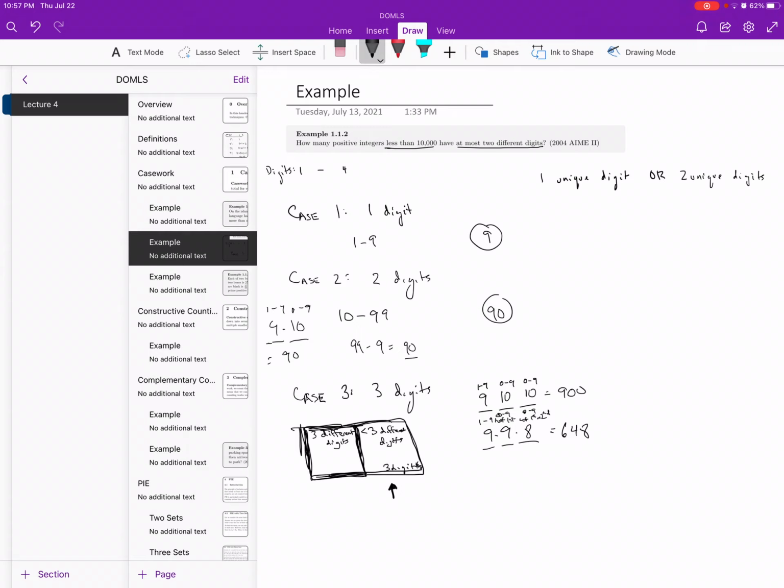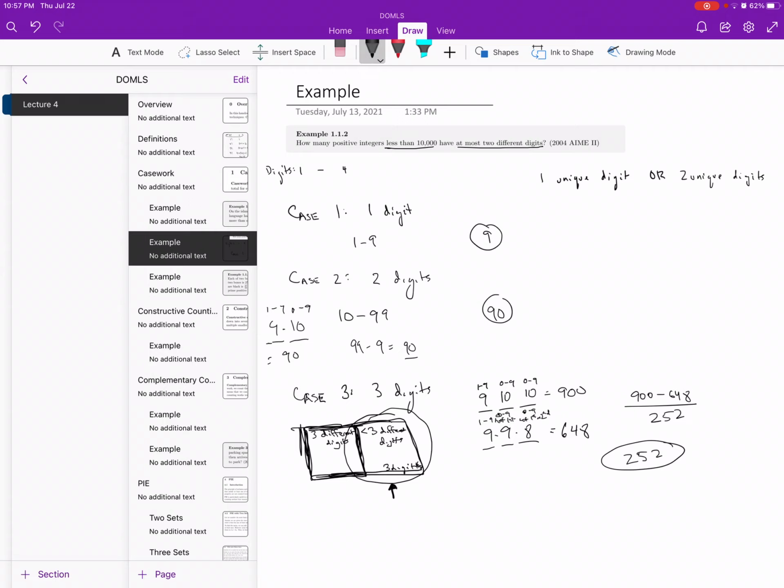Now in total, this means 900 minus 648, which is, well, let's see, 252. Of those are going to be less than 3 different digits, which is what we wanted for this case.